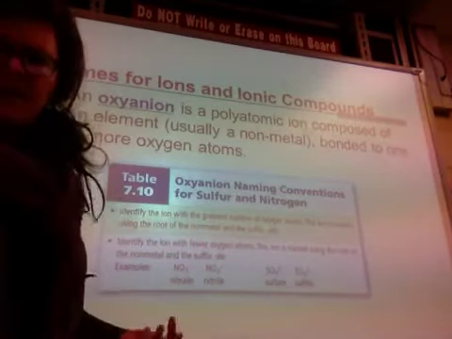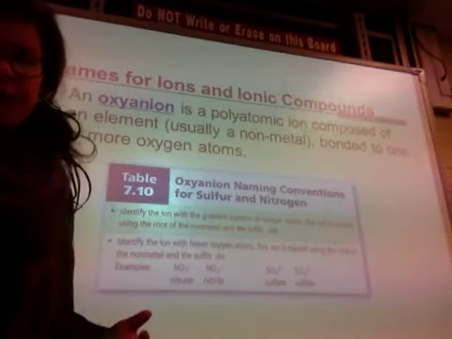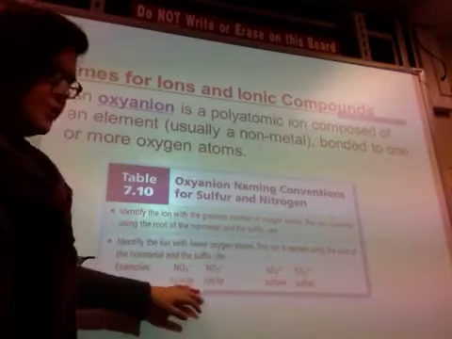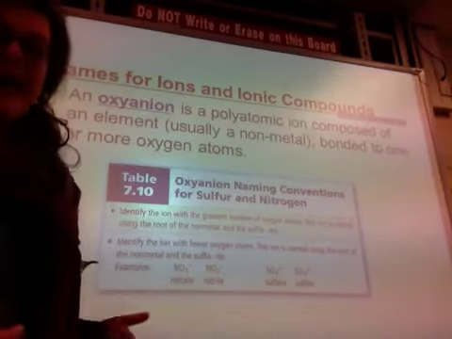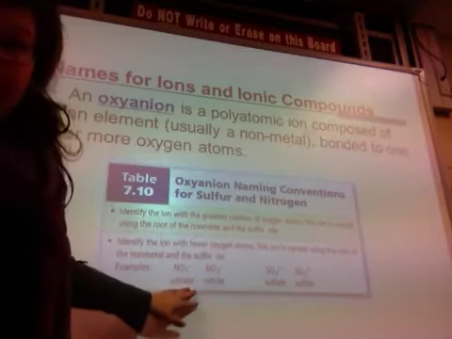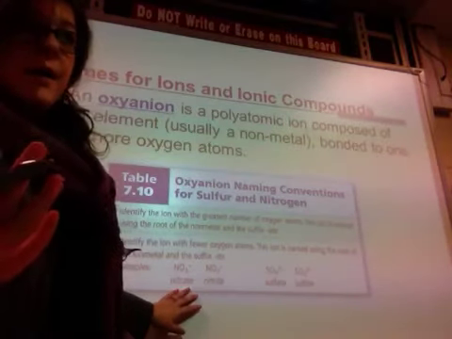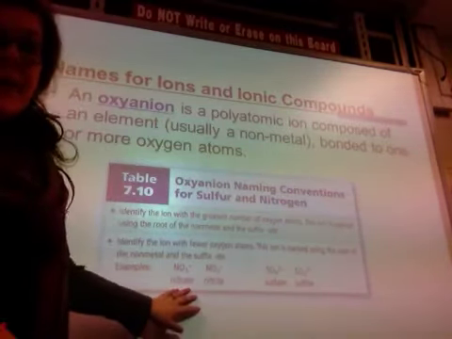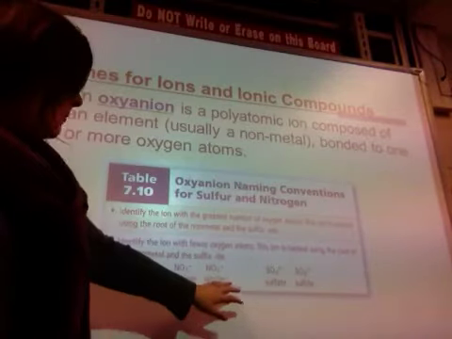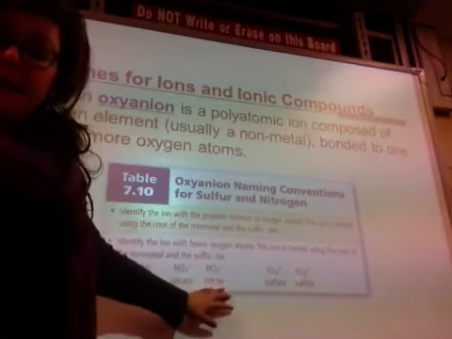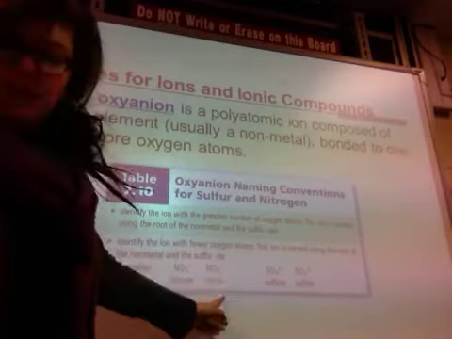So this is just a way that they've developed to name these or differentiate between the two. So nitrate would be NO3 because it has more oxygen, and "ate" tells me that. "Ate" tells me that that polyatomic ion is going to have more oxygen. Nitrite, NO2, has one less oxygen, so that's why we end it with "ite."